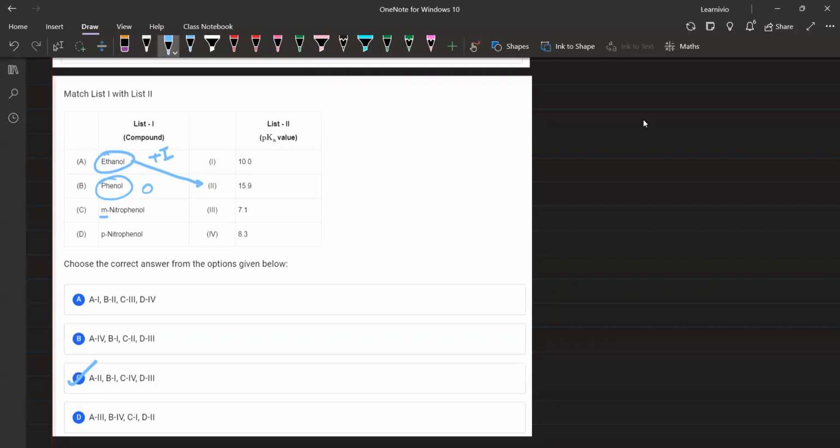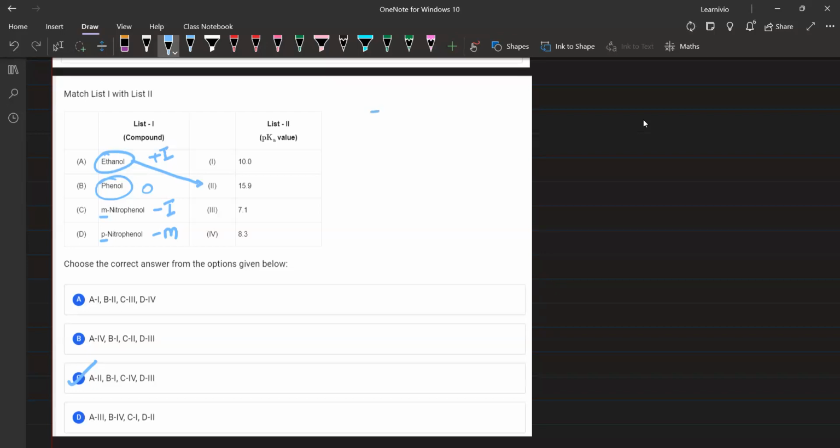It will, however, be only showing its inductive effect. And m-nitrophenol is going to show minus I. P-nitrophenol is going to show the mesomeric effect, and it will be minus M. Since the mesomeric effect is the strongest, P-nitrophenol is the most affected, and also in the negative sign.